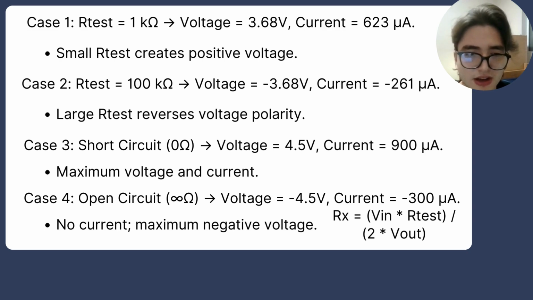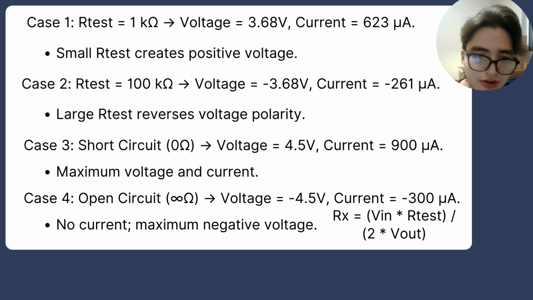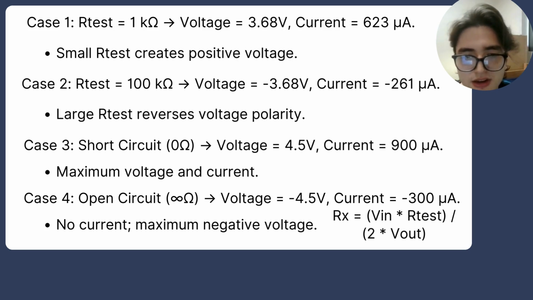At 100 kilo ohms, the voltage reversed at negative 3.68 volts and the current dropped to negative 261 microamps, keeping the same Rx values, showing how larger R tests reverse the polarity. Then we short-circuited the circuit. At R test equals 0 ohms, it caused the maximum output to be 4.5 volts and 900 microamps.